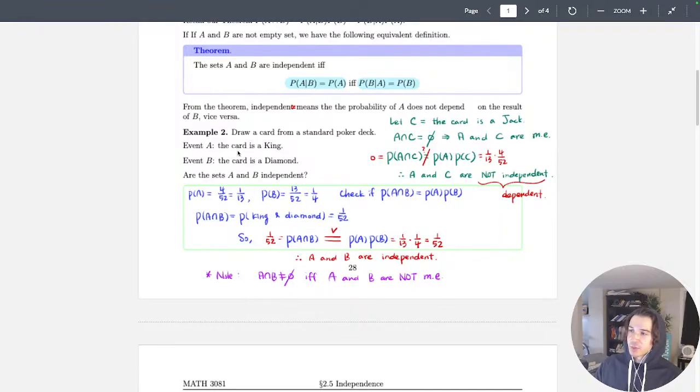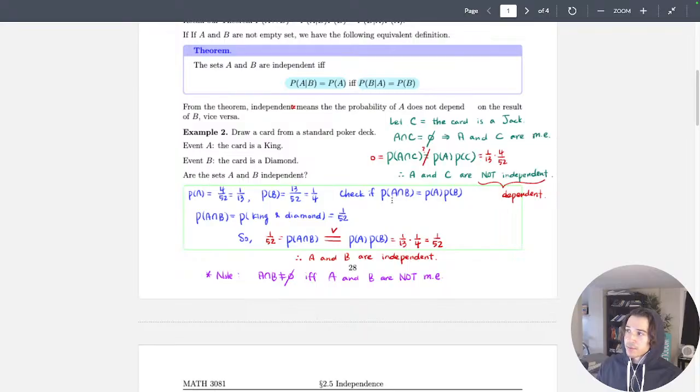You're going to say, okay, what's the probability I get a king? 4 out of 52, which is 1 in 13. What's the probability I get a diamond? 13 out of 52, which is 1 in 4. And now we need to check, is the probability A intersect B equal to the probability of A times the probability of B? So first let's do probability of A, probability of B. We're going to get 1 over 13 times 1 over 4, okay? And that's going to be what? 1 over 52.